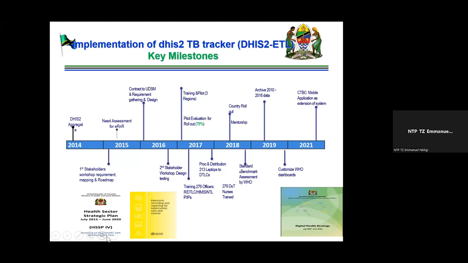Initially we started to use the DHIS2 aggregate in 2014. At that time we conducted the program review and the benchmark assessment, which both recommended for Tanzania to move to a case-based system. Therefore, we approached our in-country stakeholders, where we put together the roadmap and the blueprint on what we needed to correct. So in 2017, the development of the system started after agreeing on the design and the initial testing.